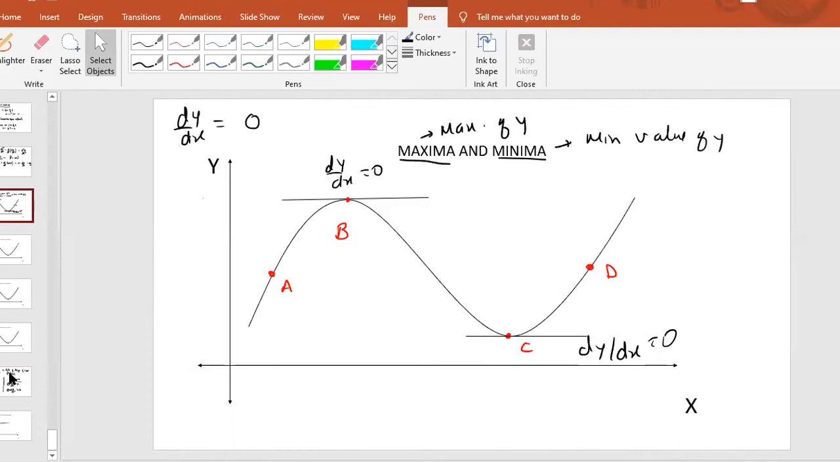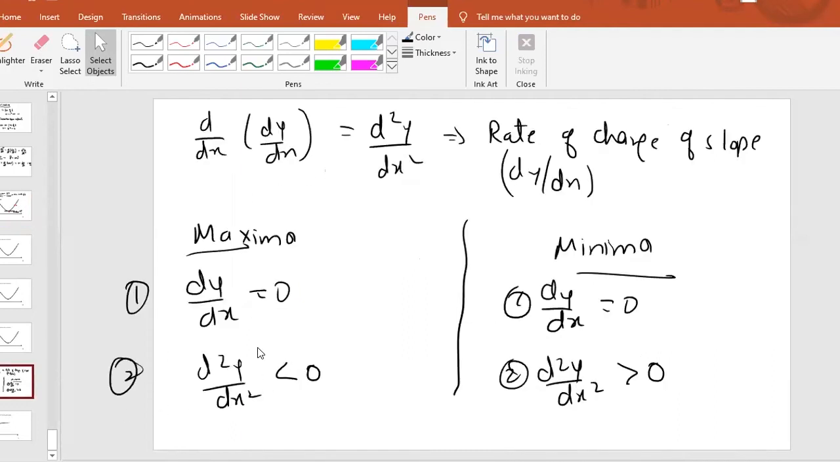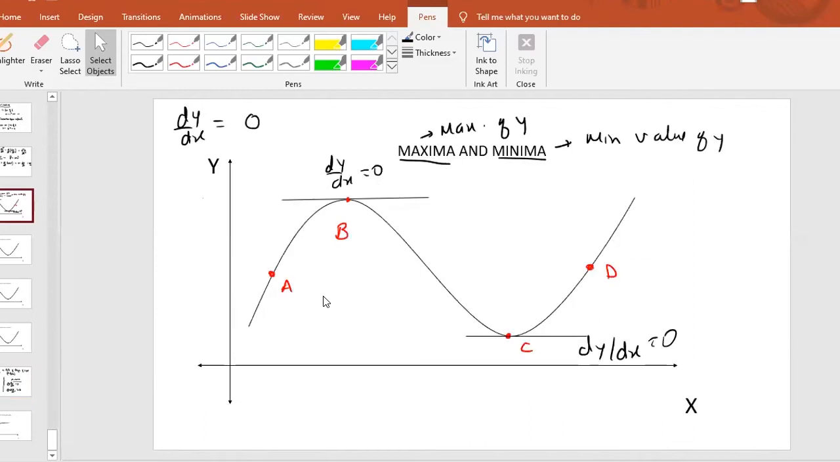To prove that point, I have given you the second condition, that the rate of change of slope, d square y by dx square, if it is less than 0, then it is a maxima condition. If it is more than 0, it is the minima condition. See, why they are 0, you can see here.